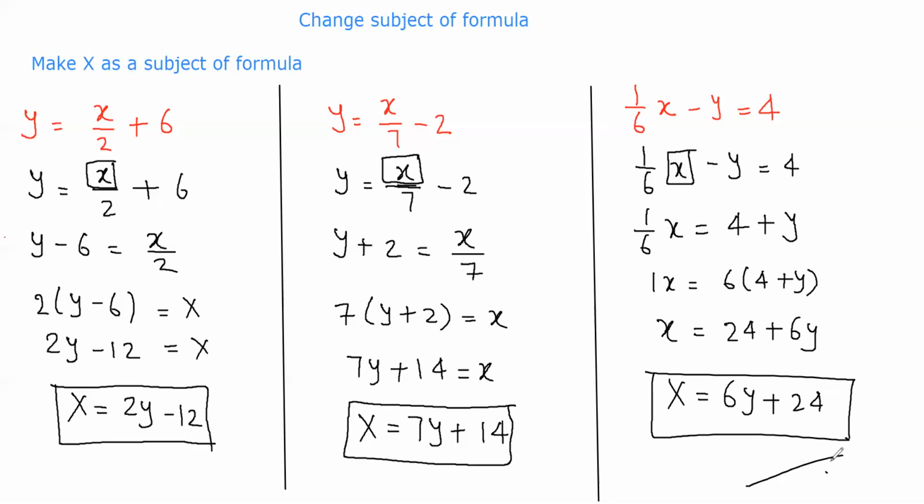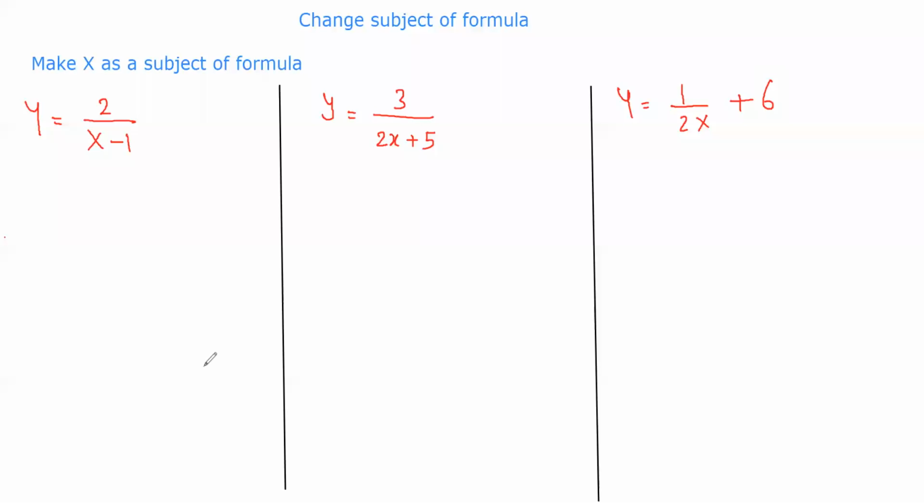Okay. Let's do the next difficult question. Let's do the next question. We have to make x the subject of formula. For the question number first is y is equal to 2 divided by x take away 1. So we have to write this question again. y is equal to 2 divided by x take away 1. We have to make x the subject of formula.